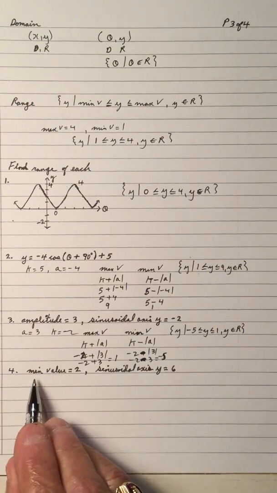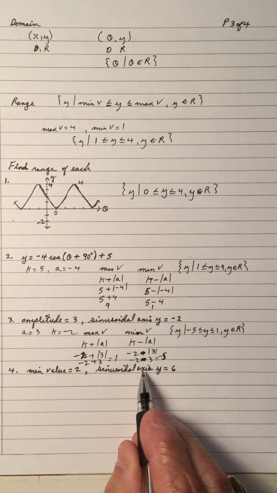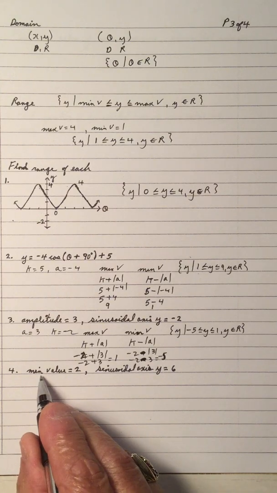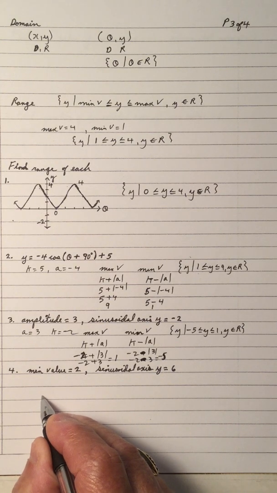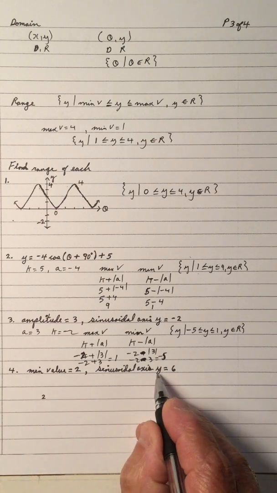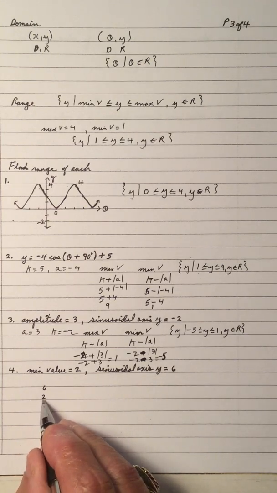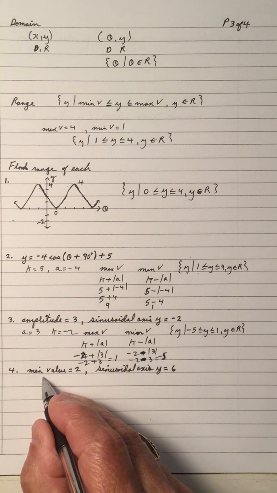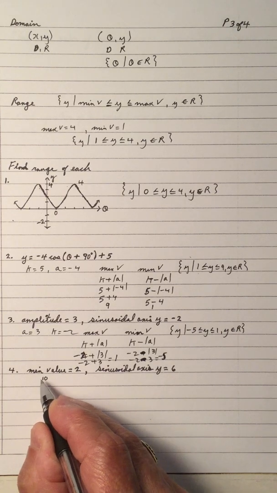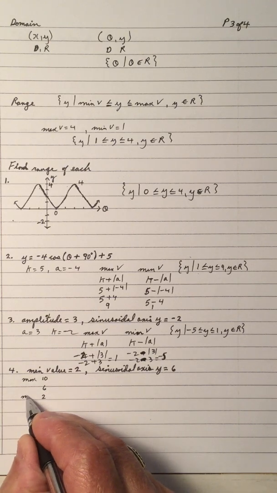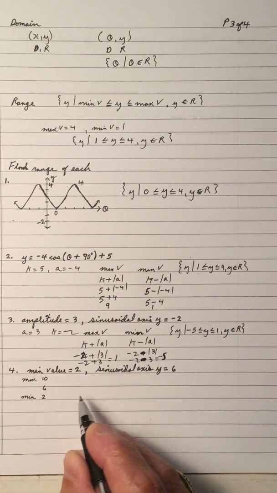And number 4, we have a minimum value and a sinusoidal axis. So the quickest way to do this, the smallest value is 2. The sinusoidal axis is in the middle. So that's 6. We're going up 4, so we go up 4 more. That's the max there. And this is the min. That's the quickest way to do it.